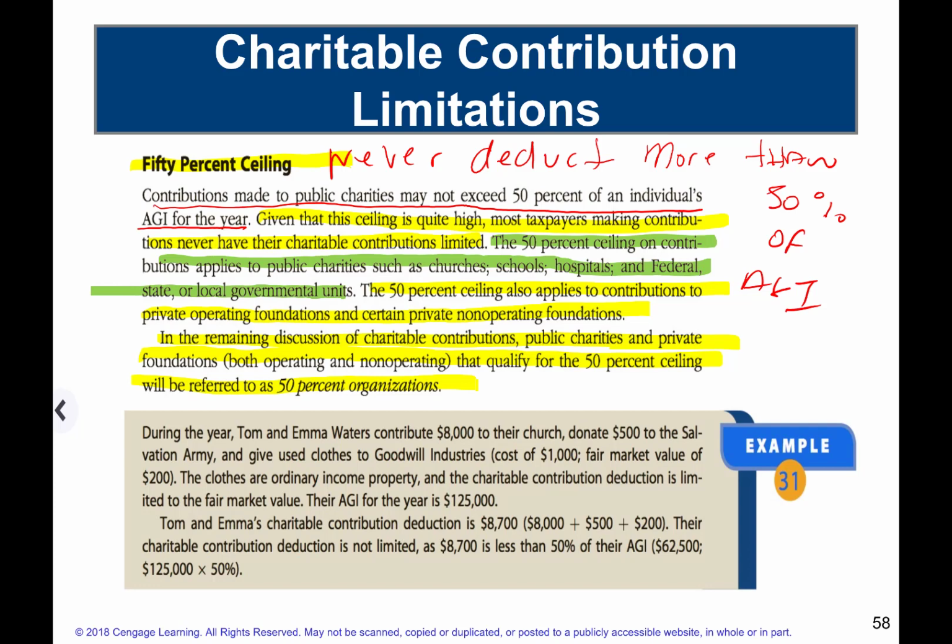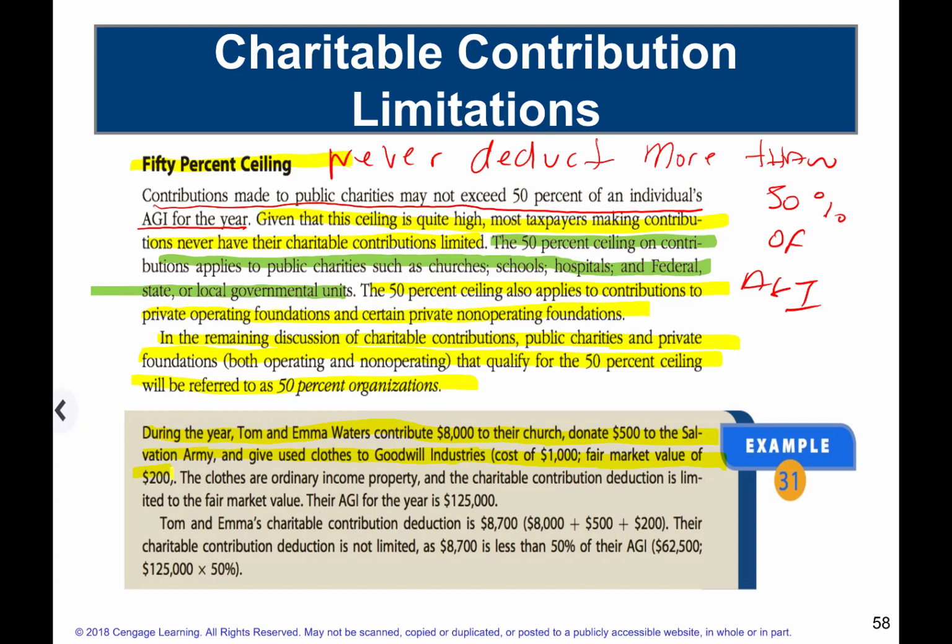They'll tell you. During the year, Tom and Emma contribute $8,000 to their church. Is that a 50% organization? Right out of the gate, we know that's a 50% organization. They also donate $500 to the Salvation Army. That is a 50% organization as well. And then they give some used clothes to Goodwill, which cost them $1,000 and now have a fair market value of $200. I mean, I think if you wear it once, it's worth $200, right?